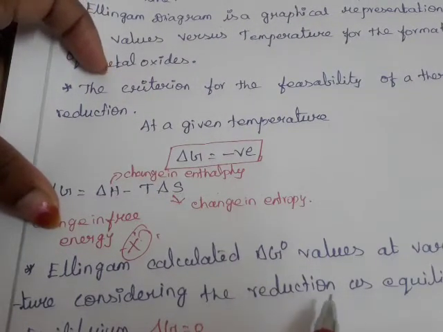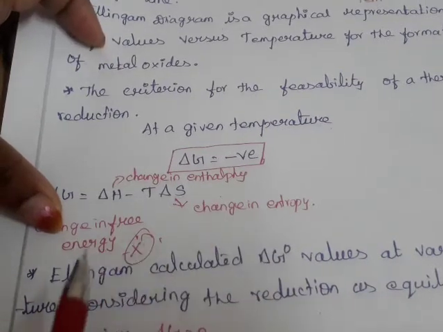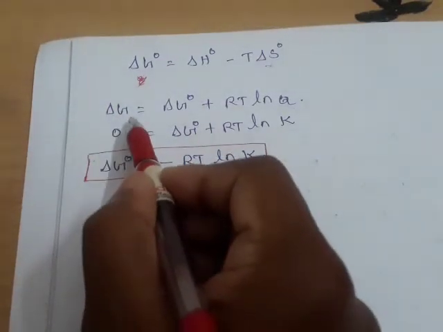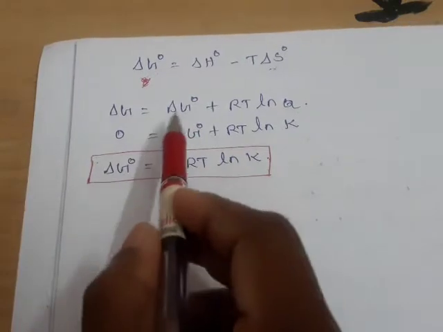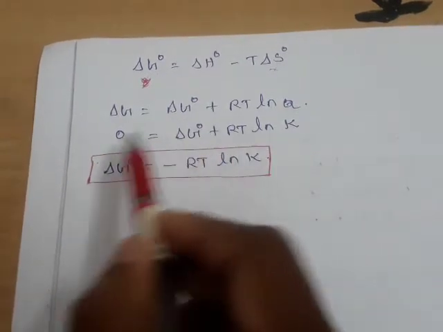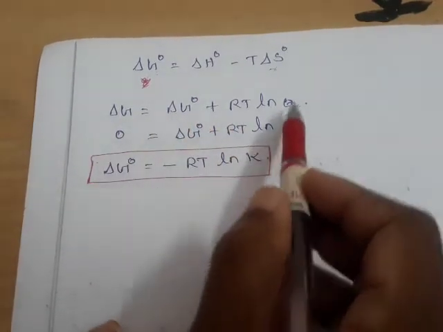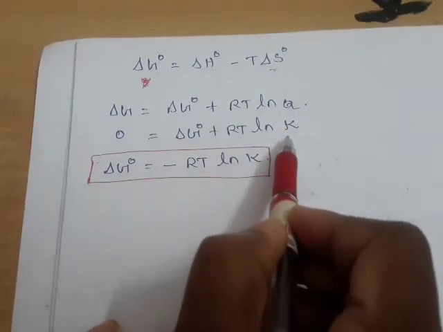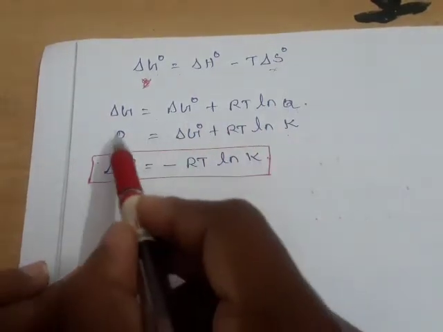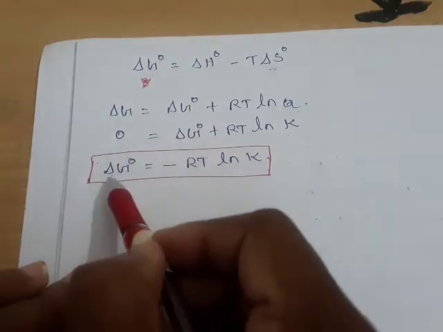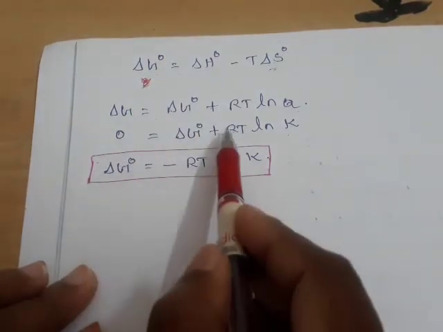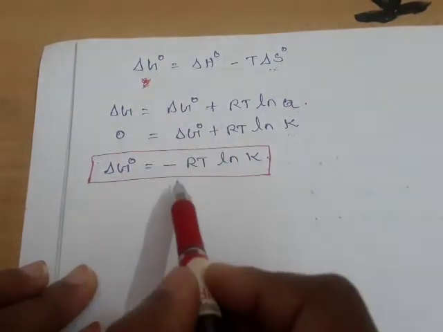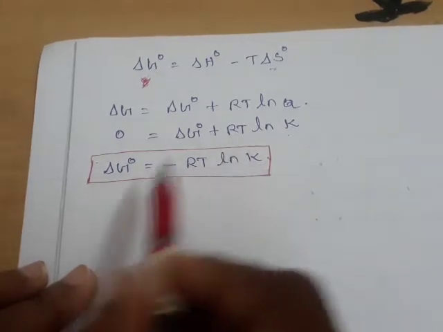Consider the reduction as the equilibrium process. What does he say? All the reduction processes are equilibrium, who says that? Ellingham says. So the del G value is 0. The del G naught plus RT, the reaction is at equilibrium, which means Q changes into K. So del G is 0, and del G naught plus RT ln Q changes into del G naught equals minus RT ln K.